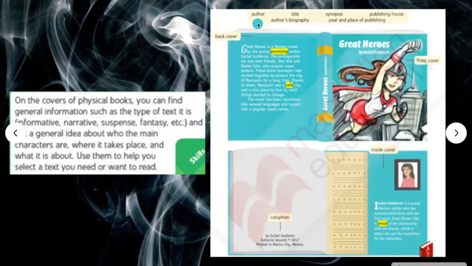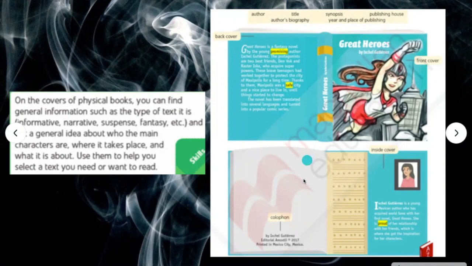For example, a book always has an author, el autor, author's biography, la biografía del autor, title, título, sinopsis. La sinopsis es como un pequeño resumen de la historia. Year and place of publishing, el año y el lugar donde se publicó el libro. Publishing house, la editorial. Sí. This is the back cover of a book and the front cover.